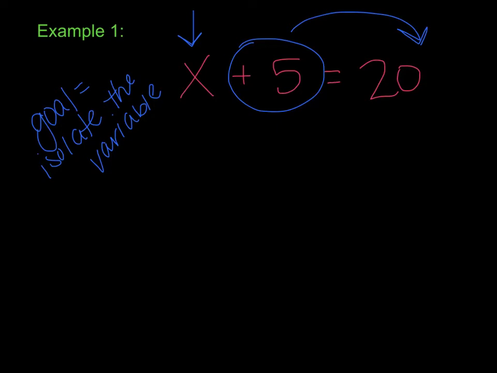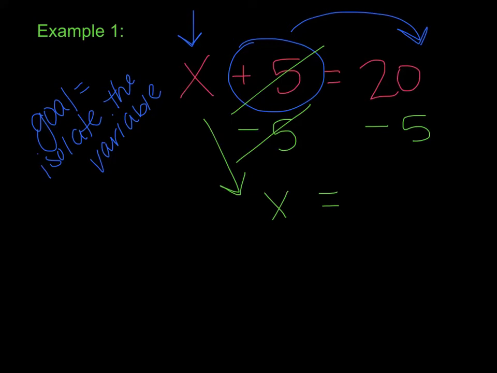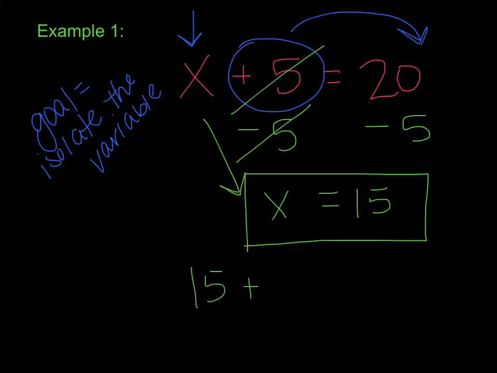If it's a plus 5, remember that the opposite of addition is subtraction, so we should subtract 5 from both sides. Plus 5 minus 5 equals 0. So we're left with x equals 20 minus 5, which is 15. So there's your answer, x equals 15. If you want to check yourself, ask yourself, does 15 plus 5 equal 20? Yeah, 20 does equal 20. So 15 is the value for x.